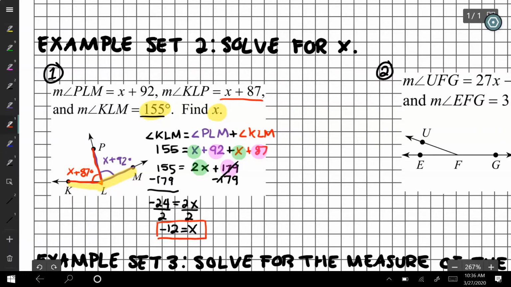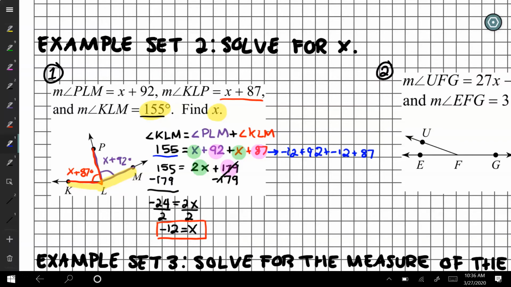So now, if you're unsure of your answer, you can always take your value of x and plug it into your expressions to check that your answer is correct. So I'm going to go ahead and work from this point to show that our expression is correct. So instead of x, I'm going to have negative 12 plus 92 plus negative 12 plus 87. So when I add all of this together, I should get 155. If I don't, then I know I made a math error and I have to go back and check my answer.